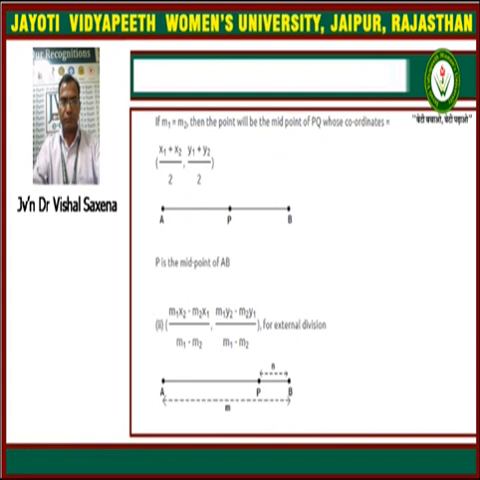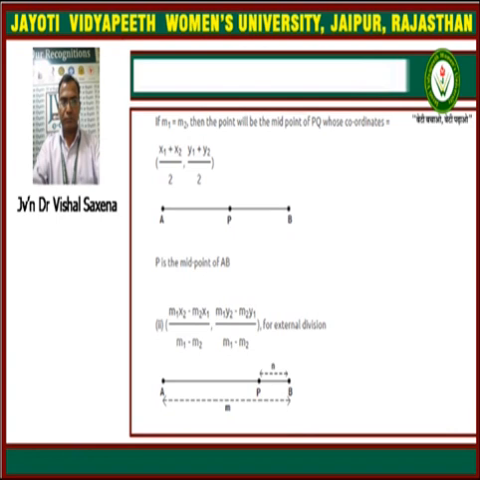If both ratios m1 and m2 are the same, then the coordinates of point P will become (x1 plus x2 upon 2, comma y1 plus y2 upon 2), because P is the midpoint of AB in that case.